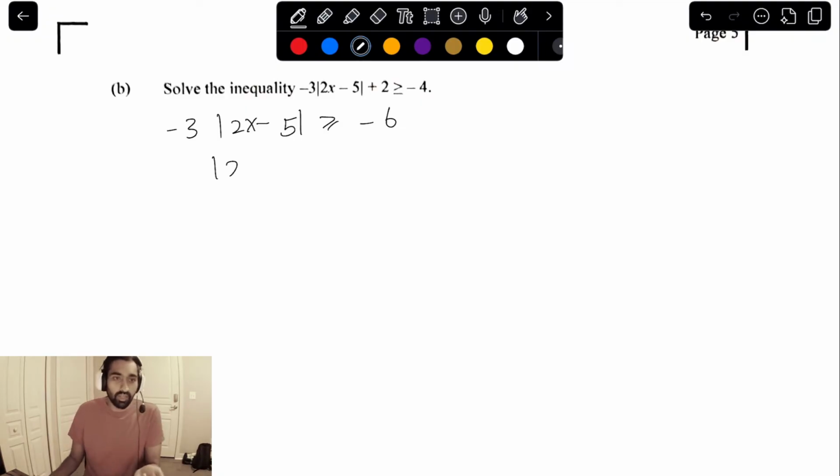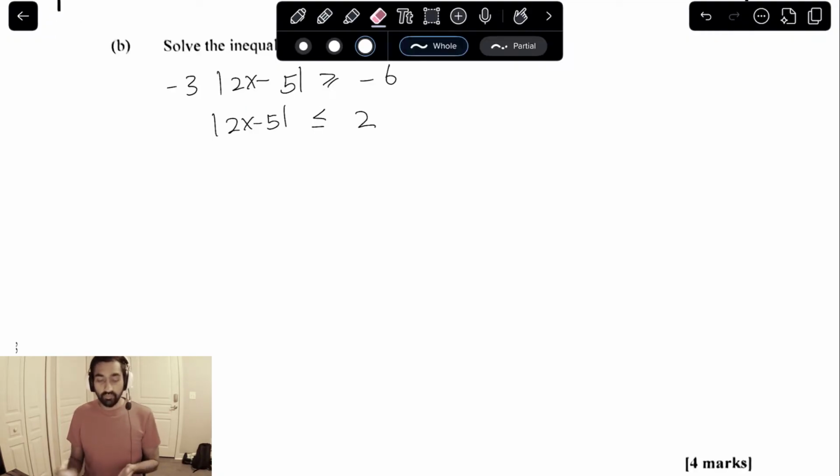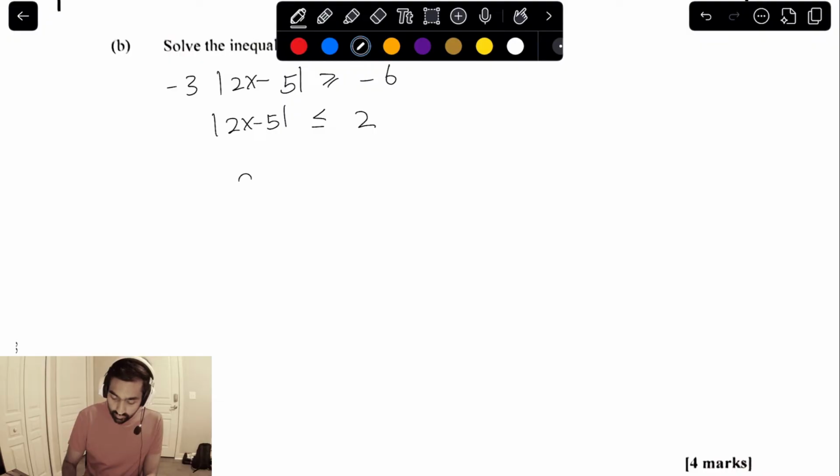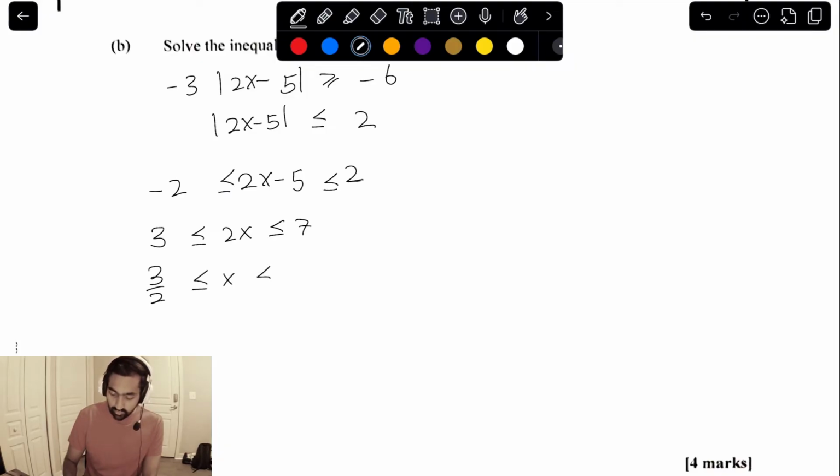But the way that I'll do it is I'll say, okay, if the modulus is less than or equal to 2, that's the same thing as saying that 2x minus 5 is less than or equal to 2, and it's also greater than or equal to minus 2. And if I do that, I just add 5 to both sides. So I get 3 is less than or equal to 2x, less than or equal to 7, or 3 over 2 less than or equal to x, less than or equal to 7 over 2.